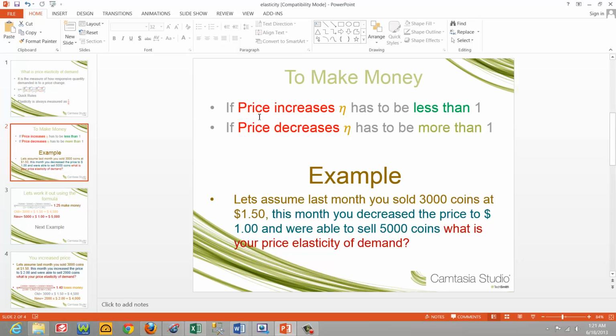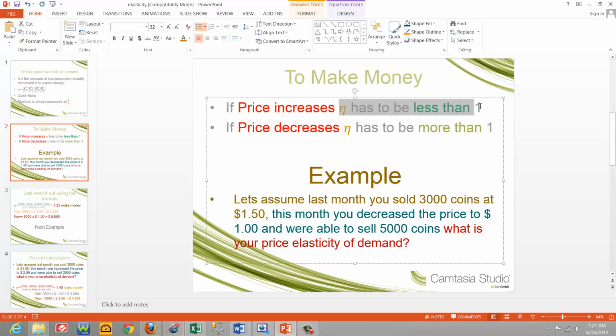To make money, if you increase price, then n has to be less than 1. If you want to decrease price, then n has to be more than 1. And this is very simple. If you increase price by, let's say, 1%, then in order for you to make money, the quantity of change obviously has to be less than 1. And the same here. If you decrease the price, then n has to be more than 1. So it's like an inverse relationship. Price increases, n has to be less than 1. Price decreases, n has to be more than 1.